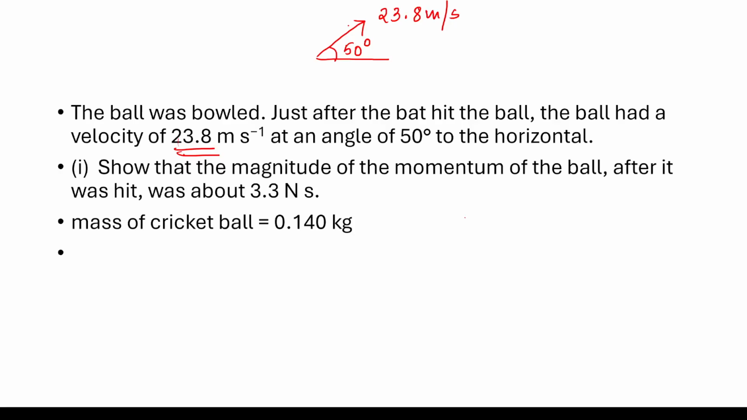Show that the magnitude of the momentum of the ball, which is what we want to calculate, so I'm just writing P, after it was hit was about 3.3 Newton seconds. Why Newton seconds? I'll tell you in a minute. Let's first figure out what the momentum was. I'm just using m times v. m is 0.140 and v is 23.8. Because velocity is in this direction, the momentum will also be in this direction. Momentum is in exactly the same direction as velocity.